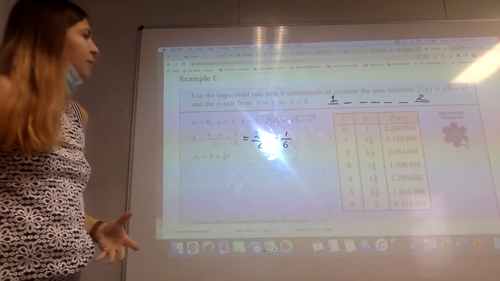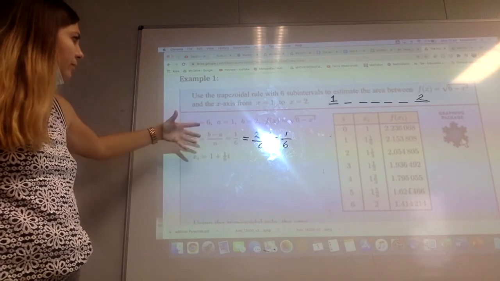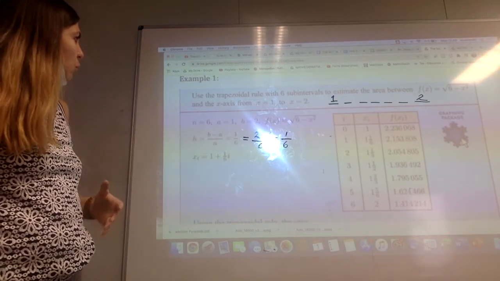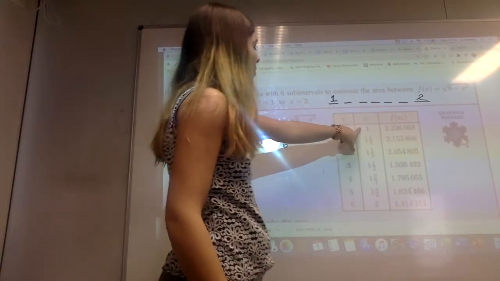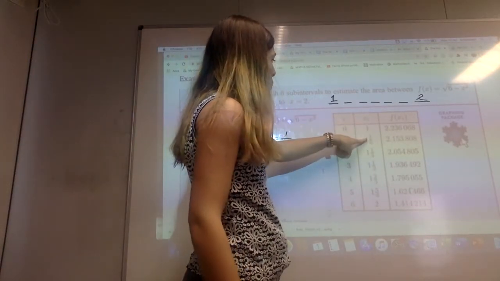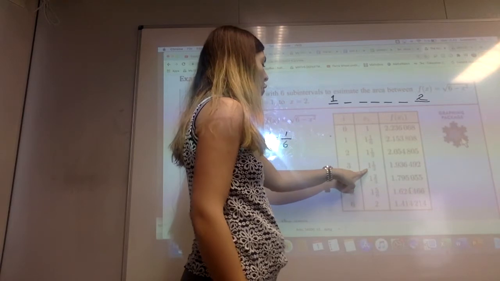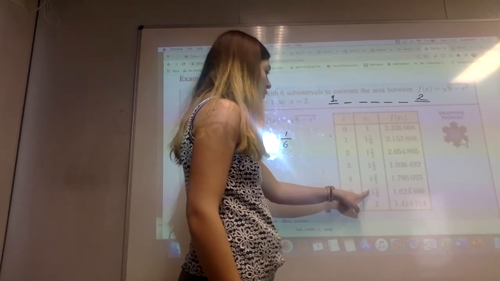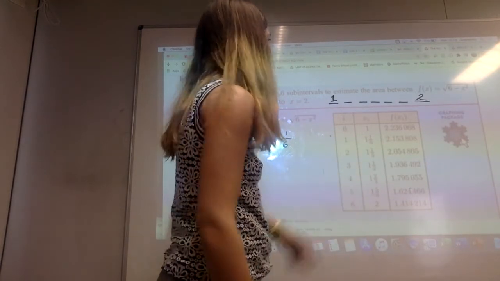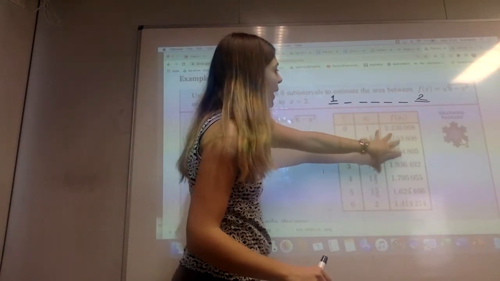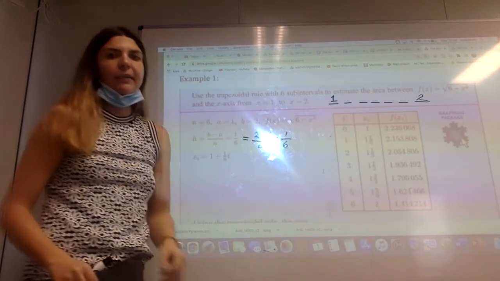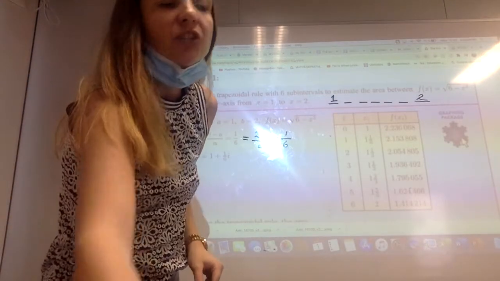So effectively, what we need to do is work out what the length is at 1, 1 and 1/6, 1 and 1/3, 1 and a half, 1 and 2/3, 1 and 5/6, and 2. And what we're going to do is, rather than manually do it, I'm going to show you how to do it on the calculator. Has anyone got any questions so far?